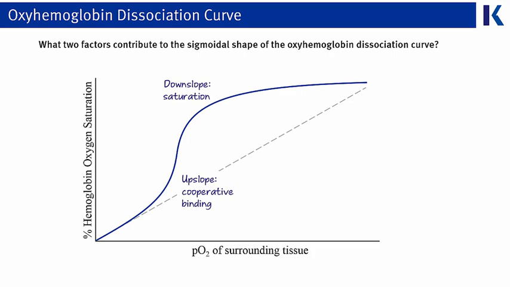For example, blood passes through the capillaries of the lungs, a very oxygen-rich surrounding tissue. What would you expect the percent hemoglobin saturation to be? The lungs have a PO2 around 100 millimeters mercury, which is the upper bound of our graph.